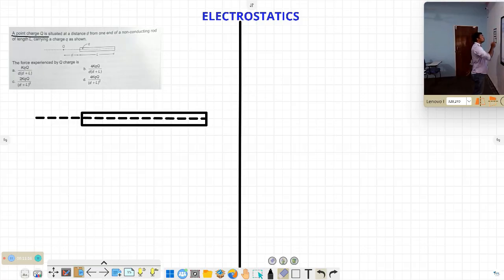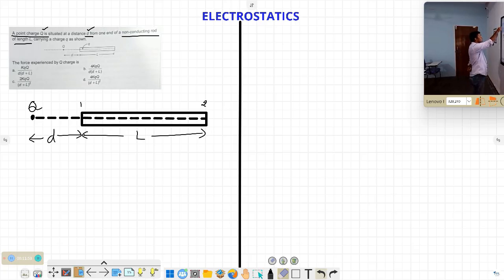A point charge Q is situated at a distance d, small d, from one end of a non-conducting rod of length L. Here I take a non-conducting rod of length L, and at a distance of small d we keep a charge, capital Q, from one end of the rod. This is the first end, this is the second end. Now the non-conducting rod of length L is carrying a charge Q. That means this rod, of whatever length L, carries a total charge Q.